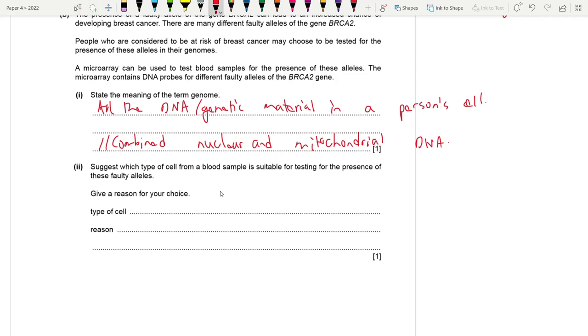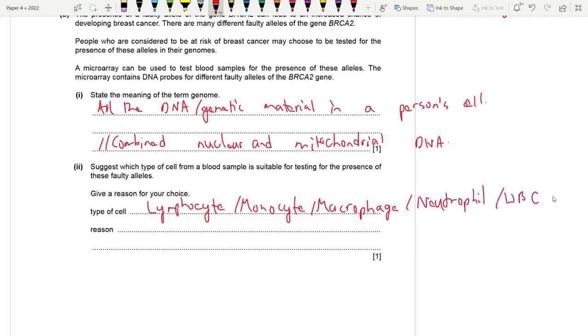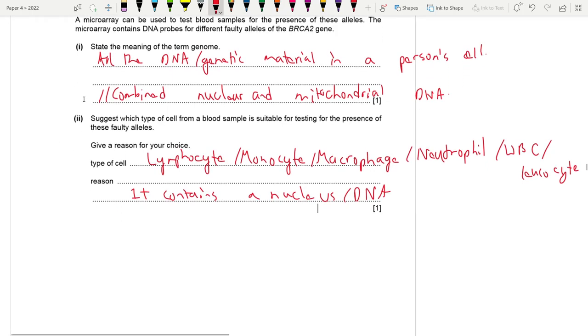So it has to be a named white blood cell, like a lymphocyte, or a monocyte, or a macrophage, or a neutrophil, or you could just go for a WBC, or leukocyte. That's a broader term, right? What's the reason? Because it contains a nucleus, or it contains DNA. So this was basically a trick question for the weaker students who would go for RBC, unaware that an RBC does not have a nucleus.